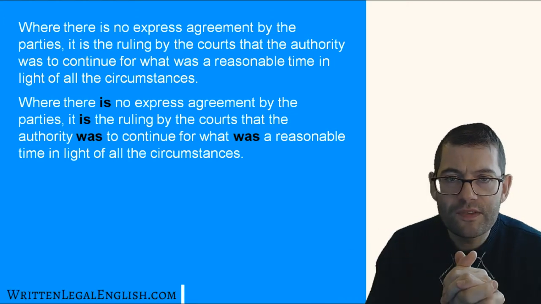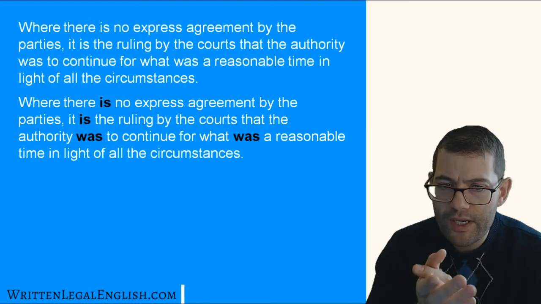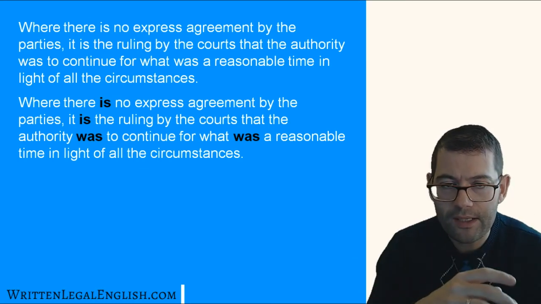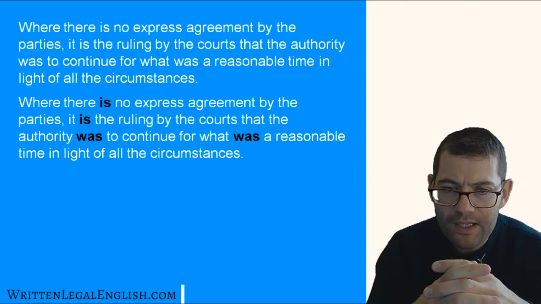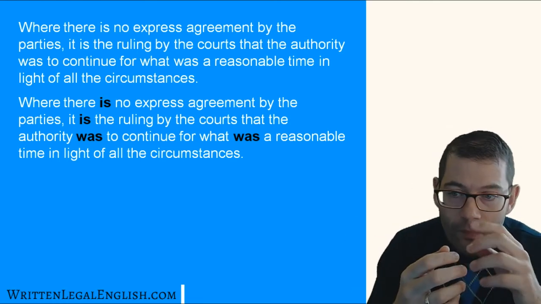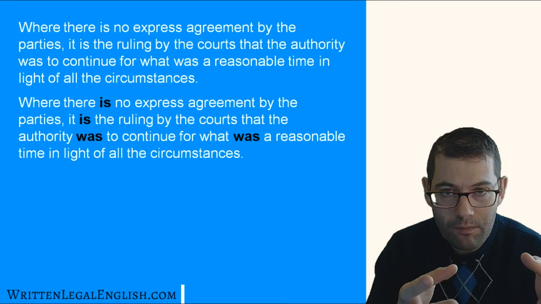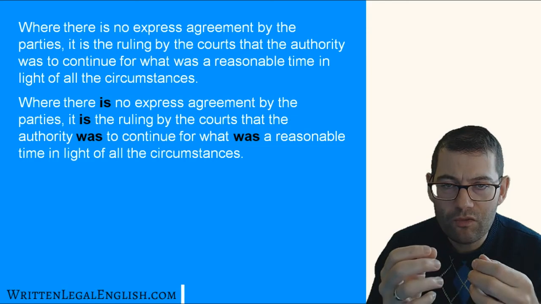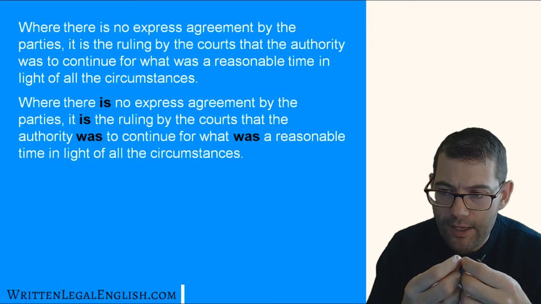So if we ask ourselves what's going on, what's the main message in this sentence, first of all, let's try to identify what our subjects, verbs, and objects are. If we have a look at the first clause, it says, "where there is no express agreement by the parties." So parties, clearly our subject. No express agreement is our object, which means our verb structure. What's our verb structure? We've got "is" as a verb and "no." So we need some kind of negative verb structure.